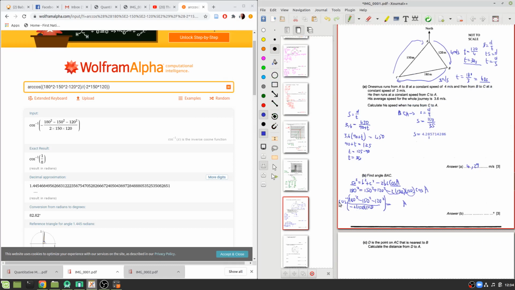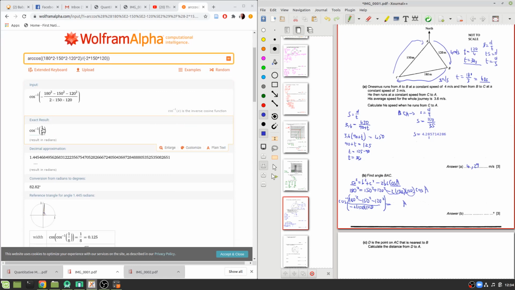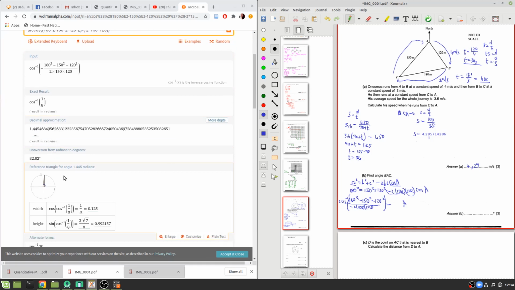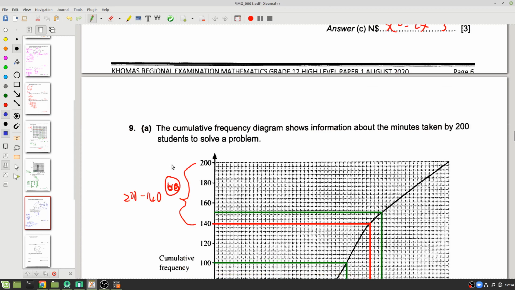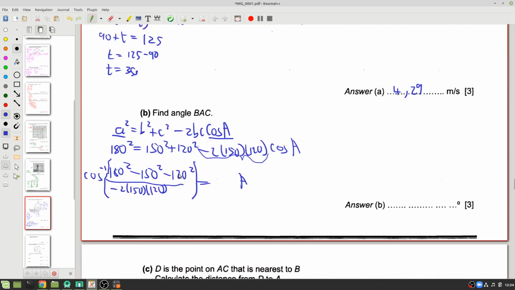Okay, so we've got 180 squared minus 150 squared minus 120 squared, that's right. Divide that whole thing by negative 2 times 150 times 120, and what we get, that is right, this is in radians, and then we get our angle, 82.8 if we round off to 1 decimal place. Great. Okay, let's just get back to the right page. So here we have 82.8 degrees as our angle, to 1 decimal place. Great. So that was just testing if we know the cosine rule.